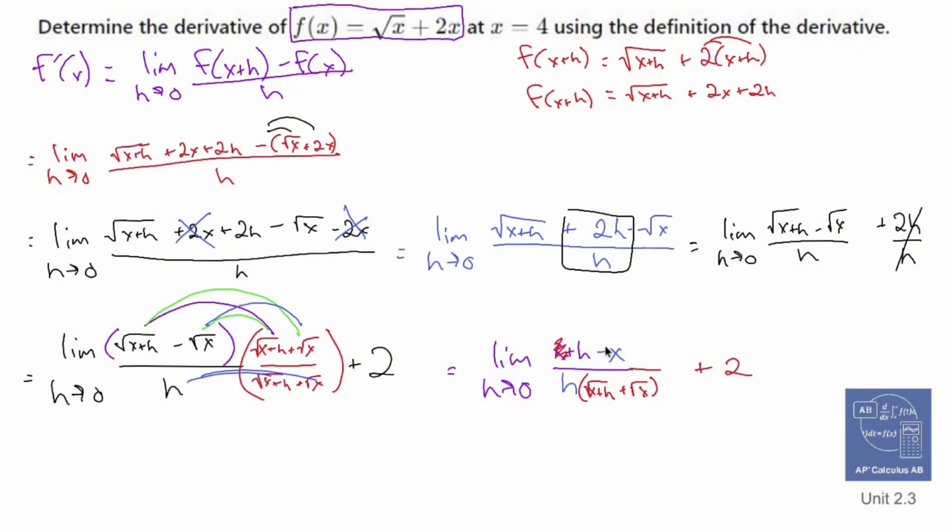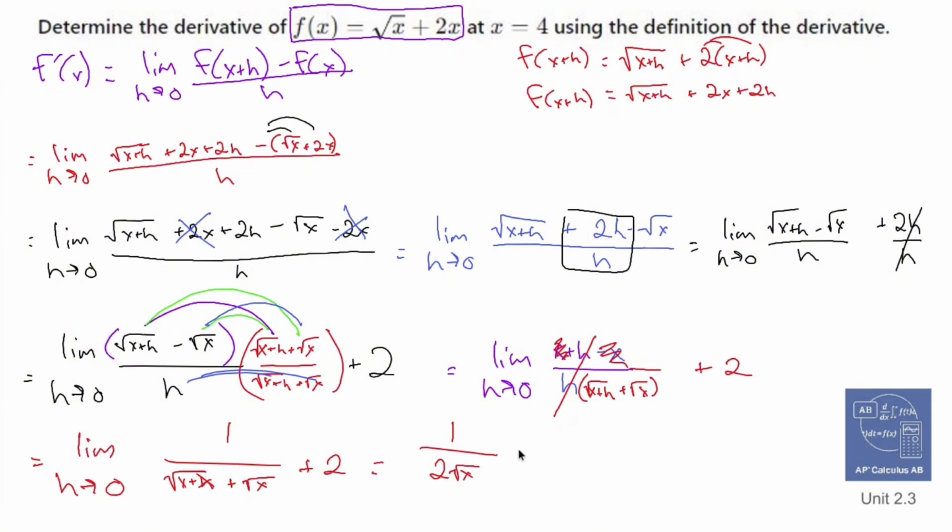These guys cancel each other out. So since these guys cancel each other out, we're left with just an h up here over h times something. Now the h's cancel out. How about that? So we have the limit as h approaches 0 of 1 over root x plus h plus root x plus 2. Now I can plug in my 0 and get 1 over, you cancel out, root x plus root x, so 2 root x plus 2.